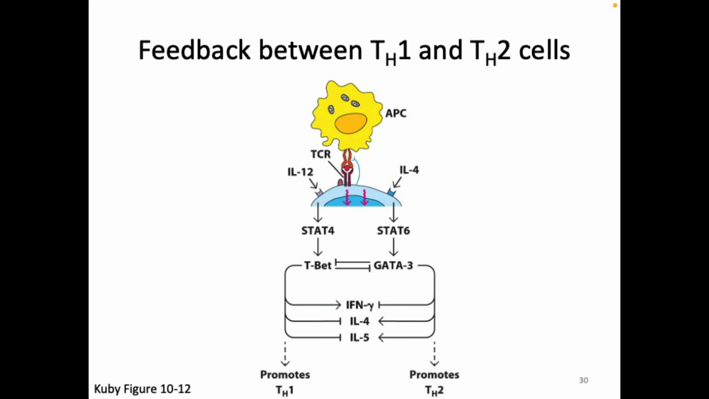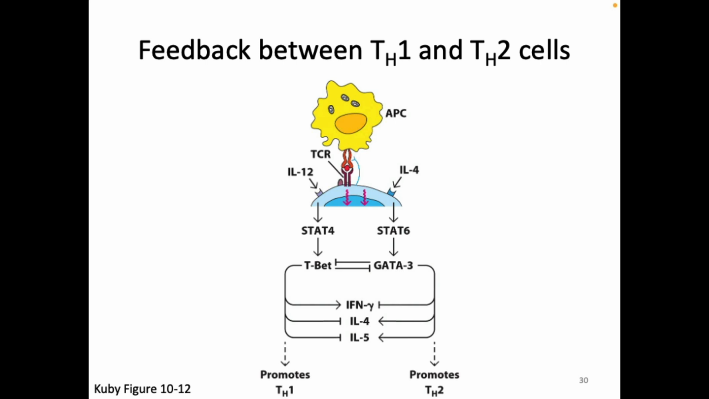So I've told you that if our T cell gets IL-12, that T cell will start making T-bet, will start making interferon gamma. But there's actually a little more going on than that. Once we have that IL-12 and once we have that T-bet made, T-bet is actually going to turn off GATA3. T-bet is going to turn off IL-4 and IL-5. If we start making a Th2 response, then we start making GATA3, GATA3 is going to inhibit T-bet. GATA3 is going to turn on IL-4 and IL-5, but it's also going to inhibit interferon gamma.